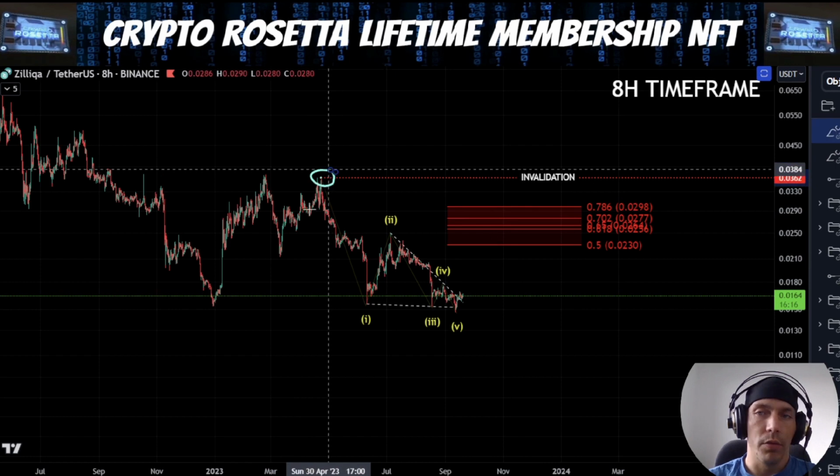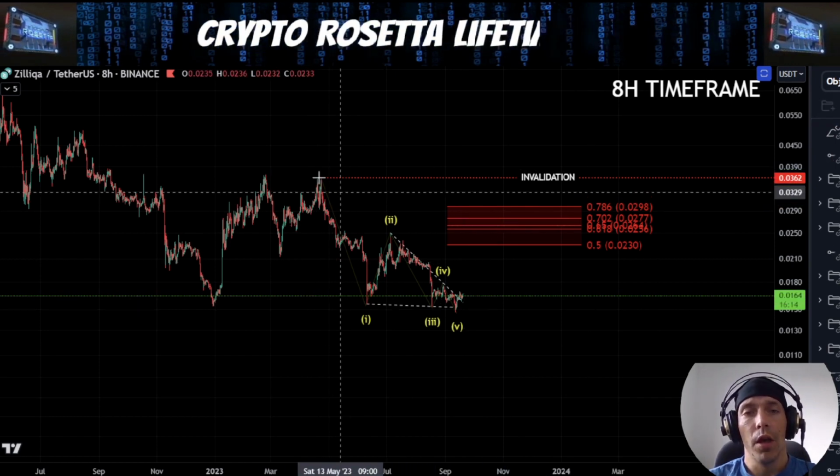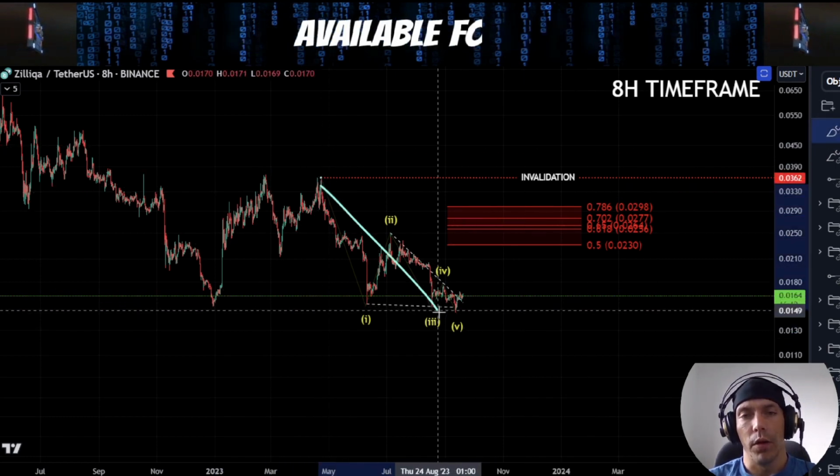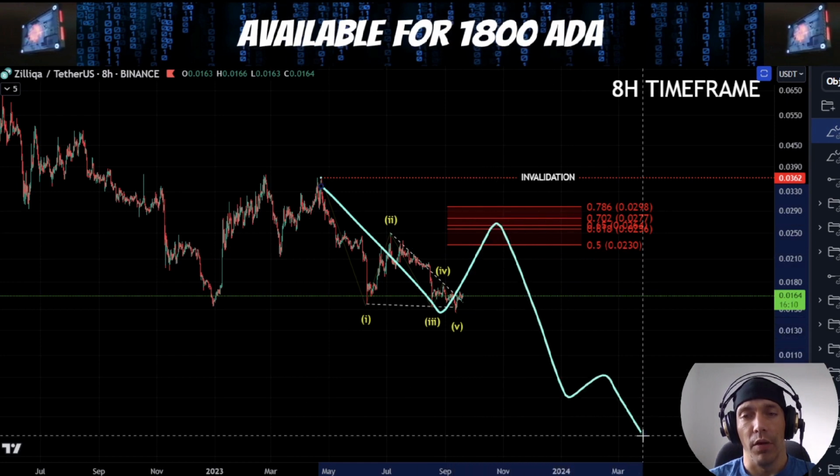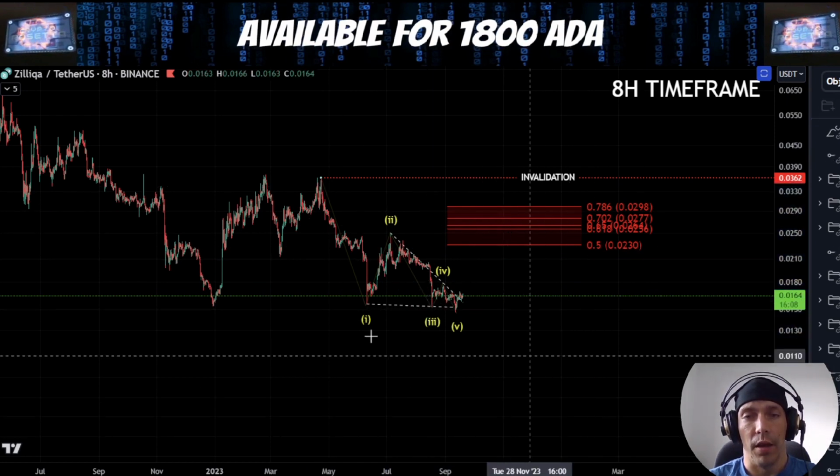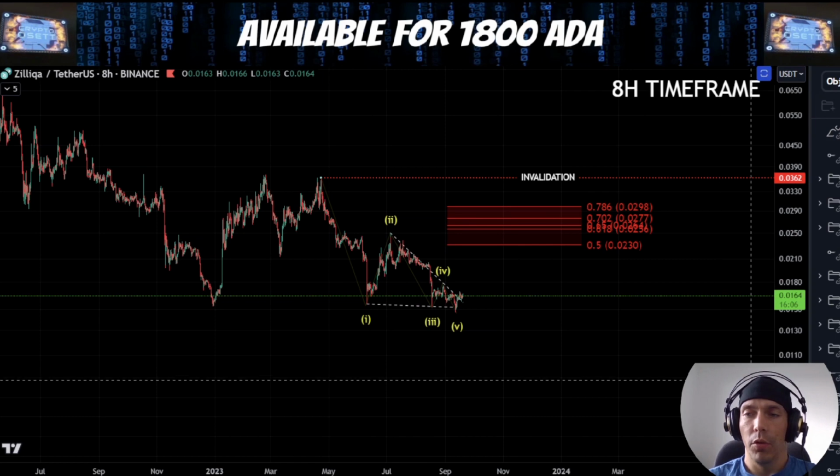We need to get back above this high of this 0362 to invalidate the idea of this move looking to extend down in a bigger 5-wave pattern or a bigger AB and a C to the downside. So that's what I'm looking out for here.